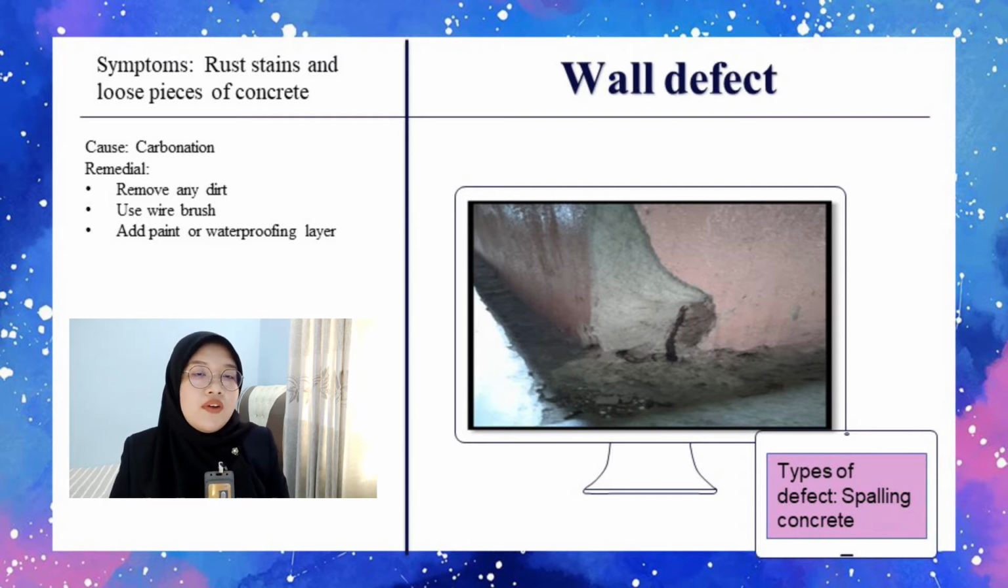To resolve the defect, firstly, remove any dirt from the area to be fixed in order to avoid bond-breaking chemicals. Next, use a wire brush to clean the rebar of any corrosion or dirt before applying a protective coating to prevent rusting. Finally, once the material has completely set, add paint or a waterproofing layer to prevent spalling from occurring again.